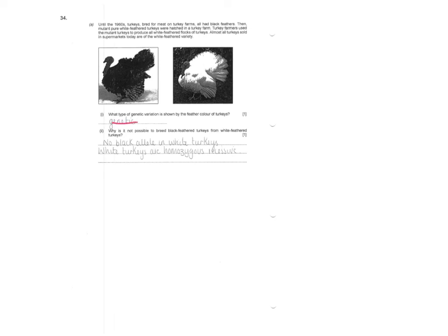I've got genetic there because the answer would be discontinuous. Why is it not possible to breed black feathered turkeys from white feathered turkeys? Because no black allele in white turkeys are homozygous recessive. So for white turkey, they need to be little b, little b. The second they get a black allele, they become a black turkey.